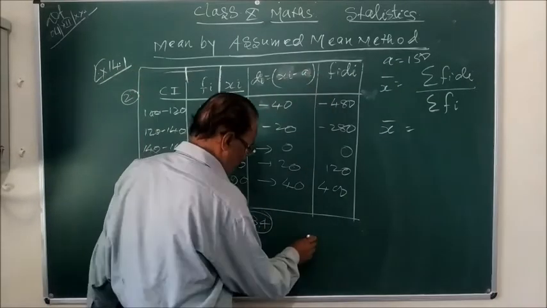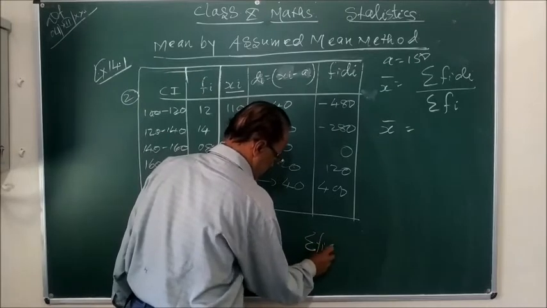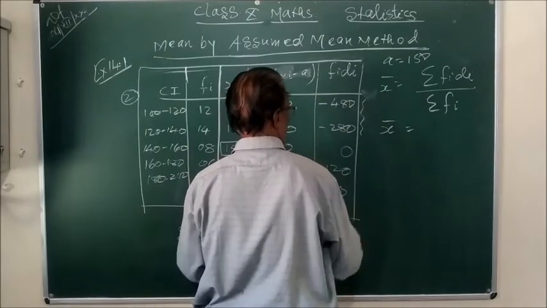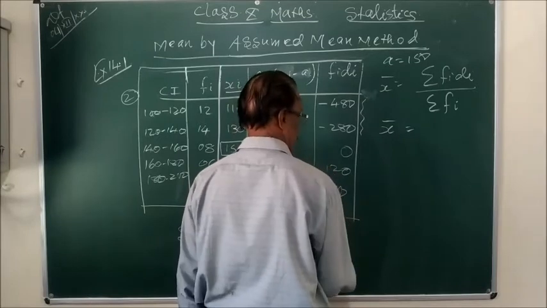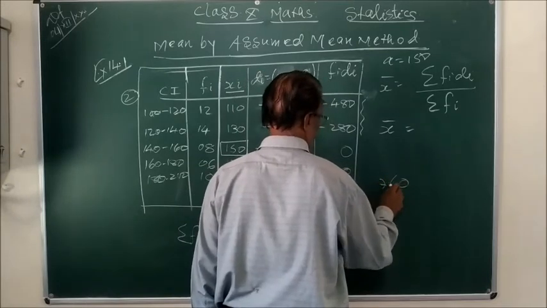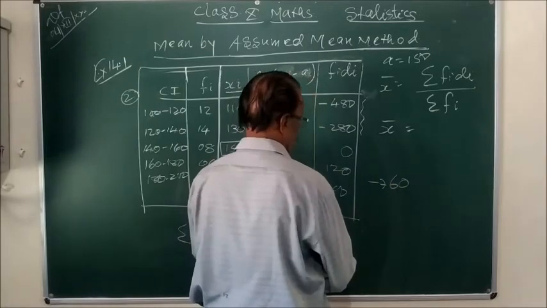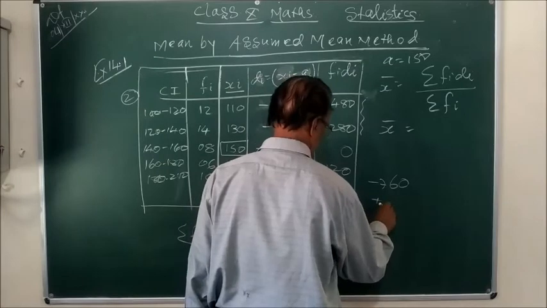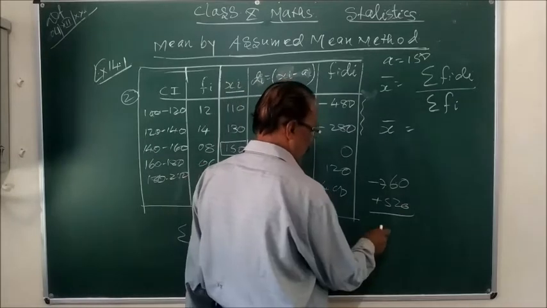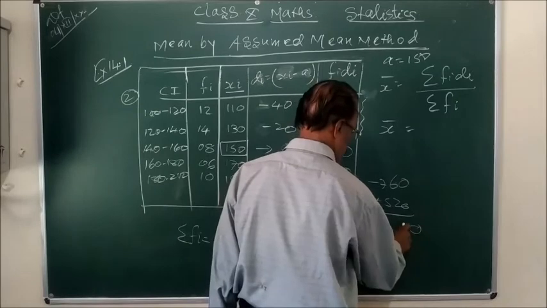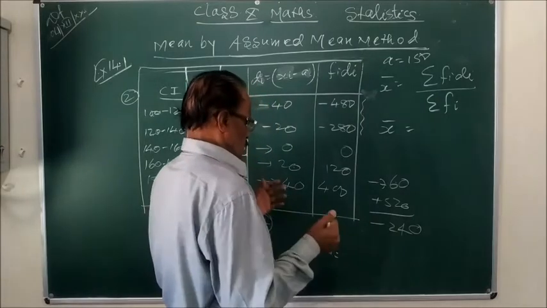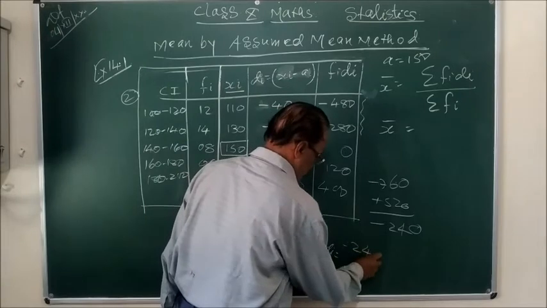Now you find the sum of this product, summation fi di. To find the sum, you find the sum of all the negative numbers and all the positive numbers separately. That will be easy. So the negative sum will be minus 760, and the positive will be 520. And finally, find the sum of these two. So you will get minus 240. So minus 240 is the sum of this product.